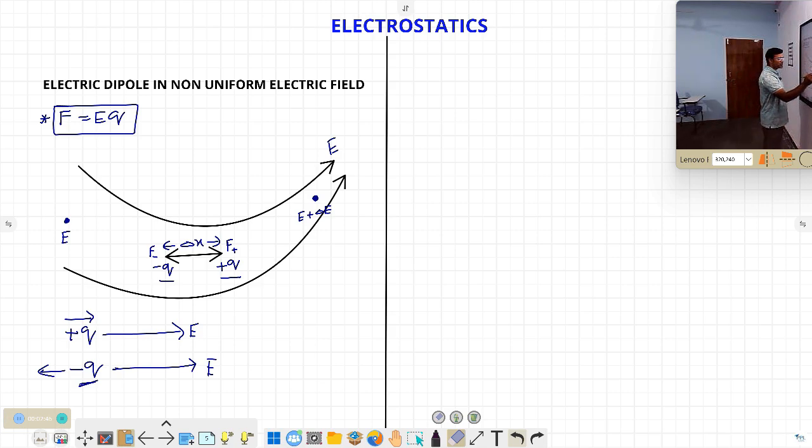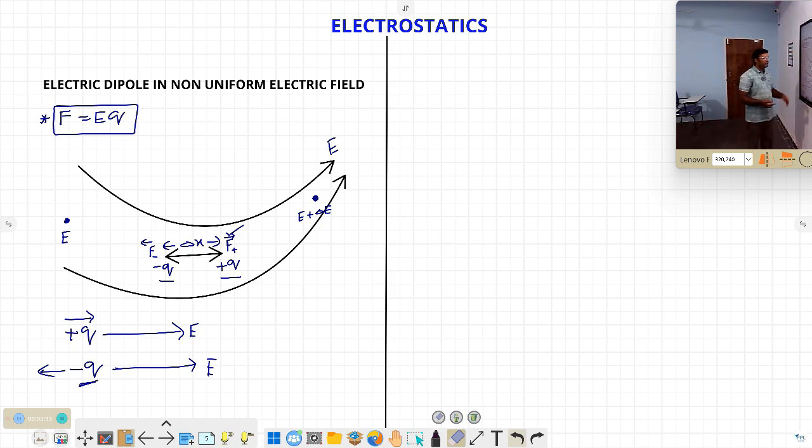The positive charge experiences the force in the direction of the electric field. That means at this point, in the direction of the electric field, that direction the force acts on the positive charge. Similarly, the negative charge also experiences a force, but negative is opposite to the electric field. That's why it experiences a force in this direction. You can see the diagram. This is F plus, this is F minus, both opposite in direction.